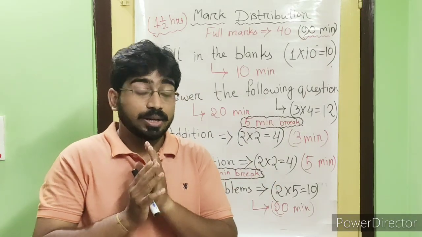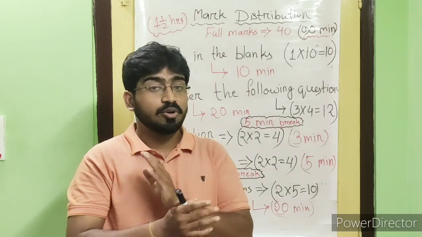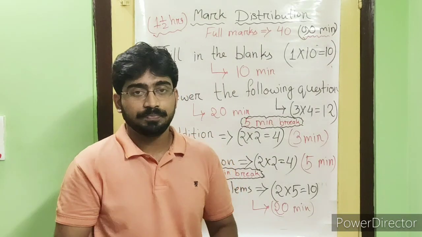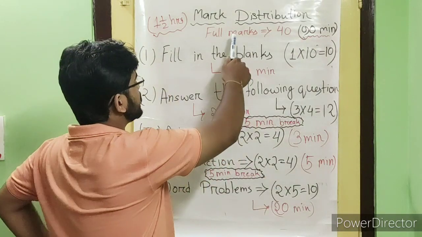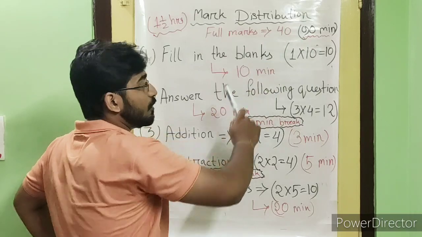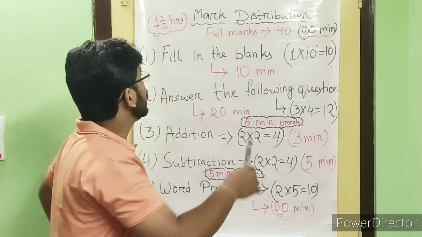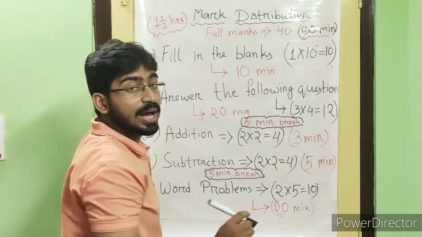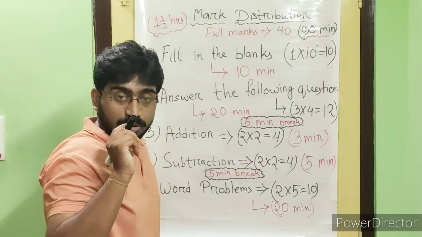He or she has done all the maths. Now we need to practice how to attempt the exam. You can see the mark distribution is here. Full marks is 40. For a 40 marks exam they will get 1.5 hours, that means 90 minutes.